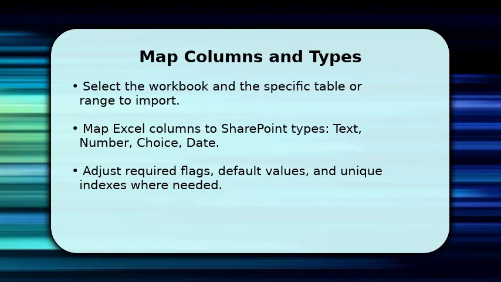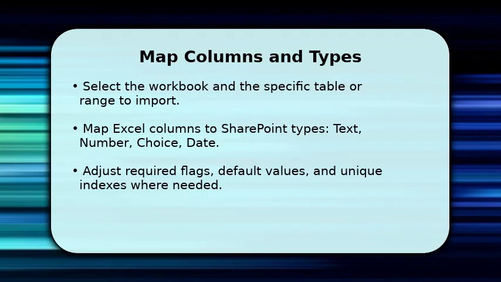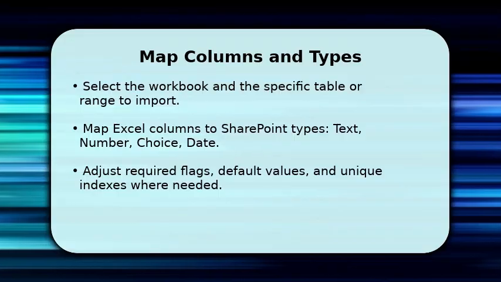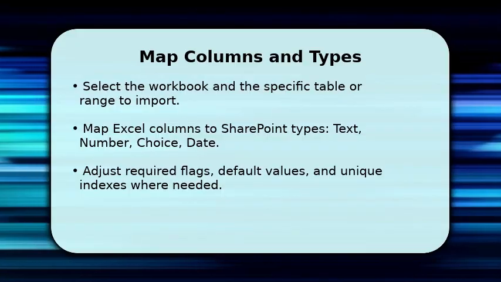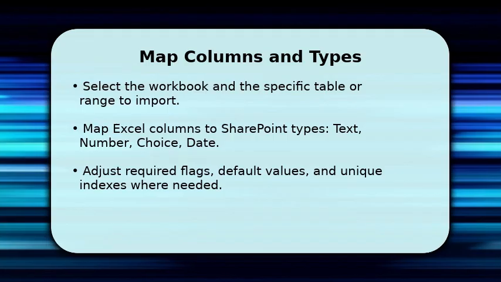This creates fields automatically. As you proceed, map each column to an appropriate SharePoint type: text, number, date, choice, because type mismatches cause later errors. Make fields required or optional and set default values or unique indexes when you need constraints. If a column should be choice, convert it now to avoid free text entries. Once mappings look right, click Create to materialize the list.